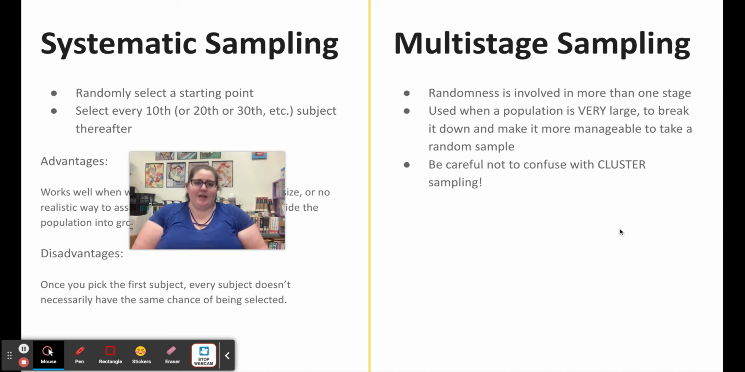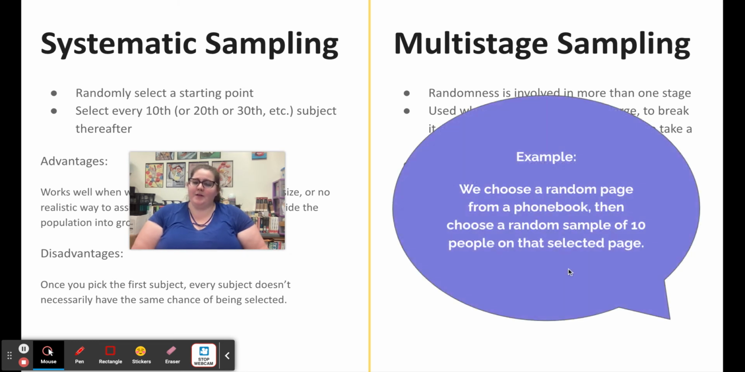That is multi-stage. So another example with the phone book was what I use as my example for cluster. So let's say we choose a random page from a phone book, that's cluster. But then at that point, I choose a random sample of 10 people on that page. That makes it multi-stage because I've done a random page and then a random sample of 10. Cluster would be pick a random page, use everybody on that page. So you can kind of see the difference. If there's randomness in more than one stage, it's multi-stage.